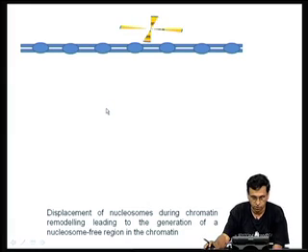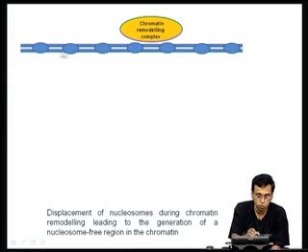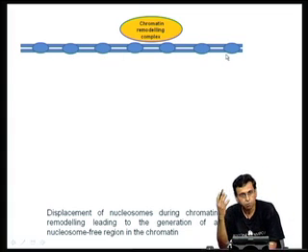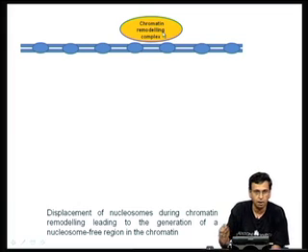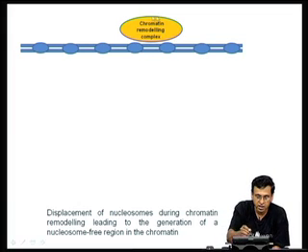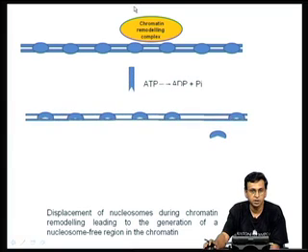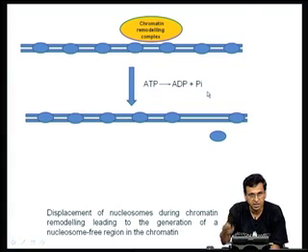Let's see what happens in this cartoon. Let's say we have a double stranded DNA and we have histones which are regularly placed on it. Now there are multi-protein complexes, which together are called chromatin remodeling complexes. These complexes bind or are recruited to the chromatin, and in an ATP-dependent manner, when ATP is converted to ADP and Pi, energy is released.